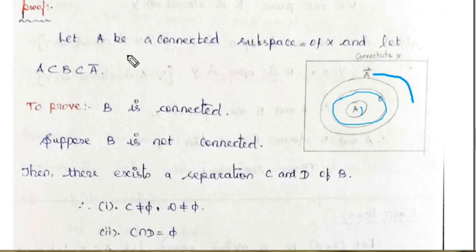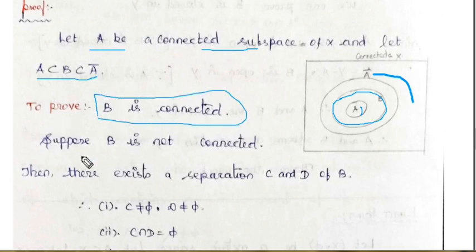So what is the hypothesis? Let A be a connected subspace and let A be a subset of B, which is a subset of A closure. We want to prove that B is a connected subspace. We prove this theorem by the contradiction method. What is the contradiction? Suppose B is not connected.